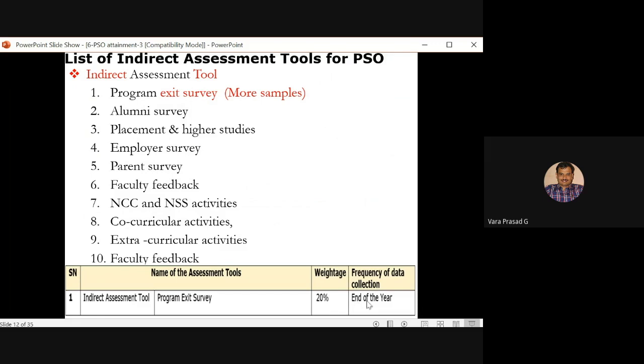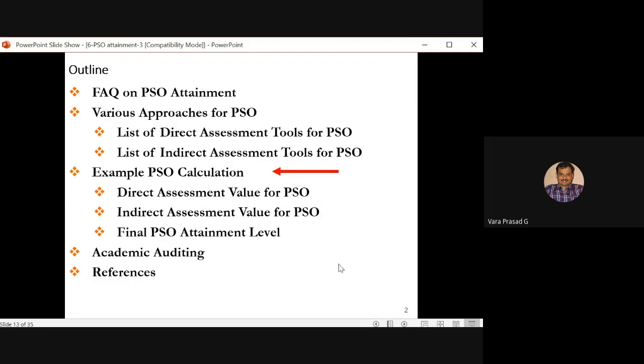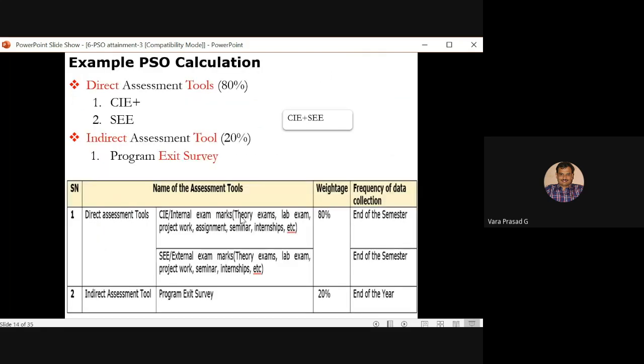When you take this survey, as I already told, final year students, before leaving the institution or department, have to give the feedback, then they have to leave. So I'm taking 20% weightage here. Now I'm taking a small example of how to calculate the PSO attainment value. There are two approaches: the direct attainment tools and the indirect attainment tools. With respect to the PSO attainment calculations, there are two things: the direct assessment tools and the indirect assessment tools. I've already explained this, so I'll skip it here.